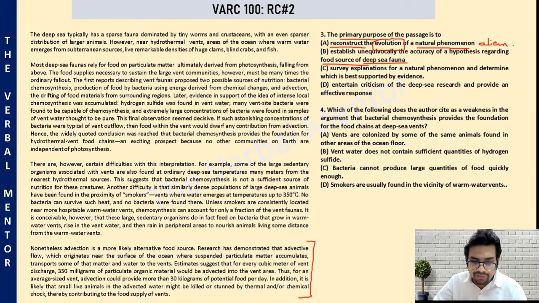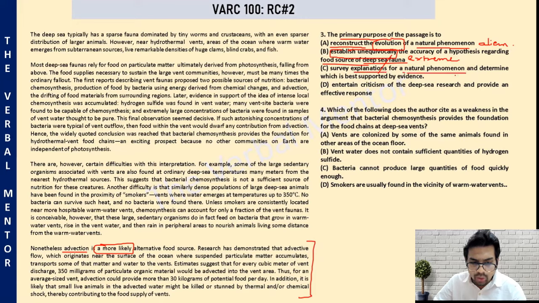Last paragraph, first sentence, he says, advection is a more likely alternative food source. So he's talking in terms of probability. It's a more likely food source. He's not establishing it as a fact. He's only speculating. Therefore, this part is exaggerated. Extreme answer choice.